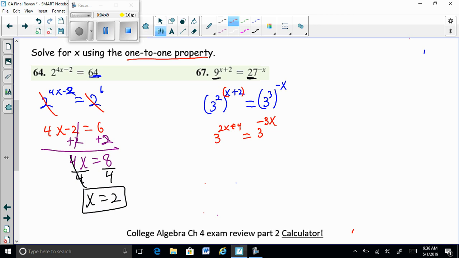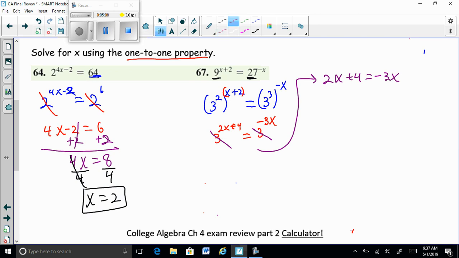Negative 3x. Okay. Now you have those common bases, so we cancel them out. And then once again, we're just putting it over here so you can see all this. We just have a pretty simple equation to solve. It shouldn't give us too much trouble.